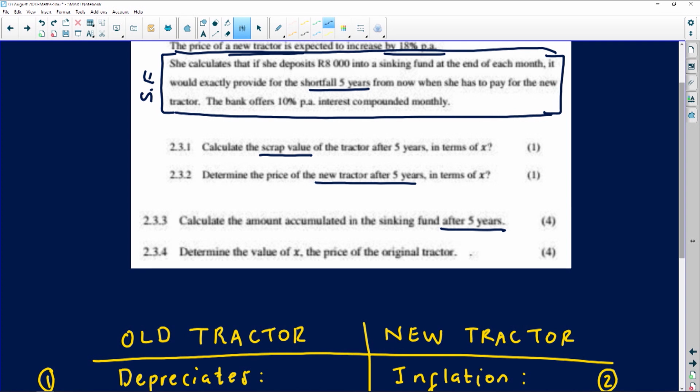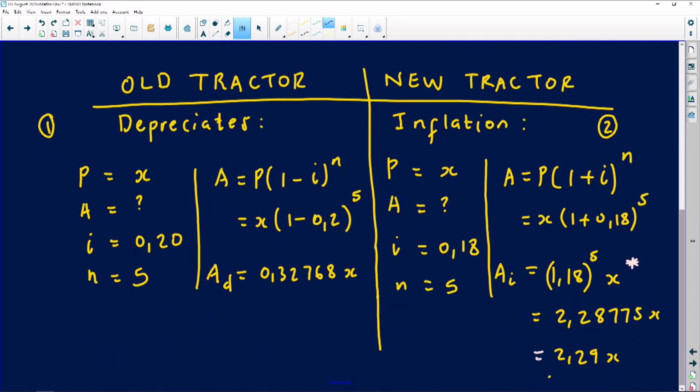She calculates that if she deposits 8,000 rands into the sinking fund, so that's the amount of money that she's going to deposit every month. So she's depositing 8,000 rands. She's going to do the deposit for a period of 5 years. And then the bank is offering her 10% per annum compounded monthly. Right. So all that information is what I'm going to write down. And I'm going to say this to you.